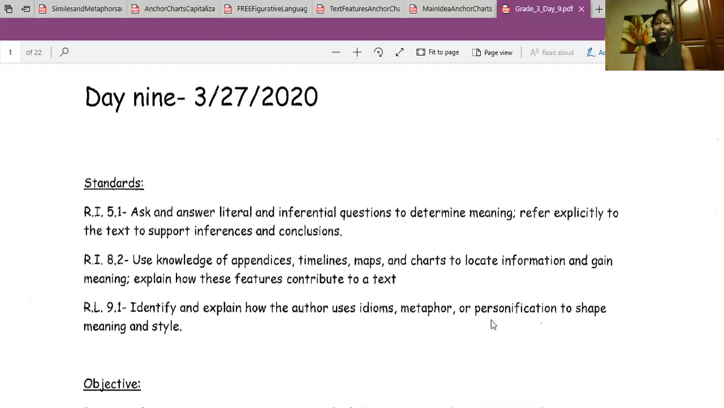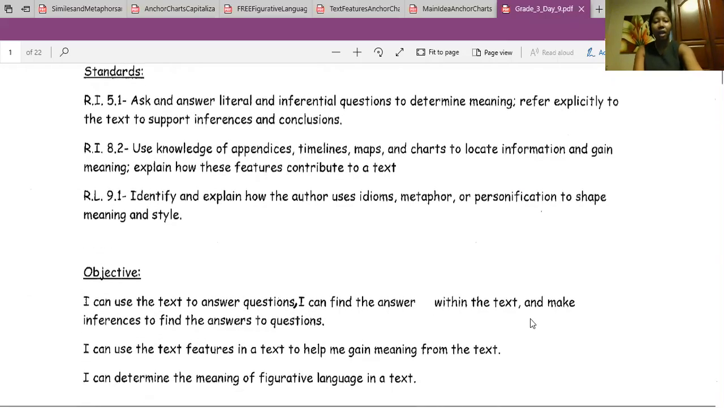said it looked like the book jumped off the shelf, grabbed me by the arms, and shook me and said, "Read me." Now, that isn't something a book could do. That's something a person would do. So that is an example of personification. Now let's look at our objectives.